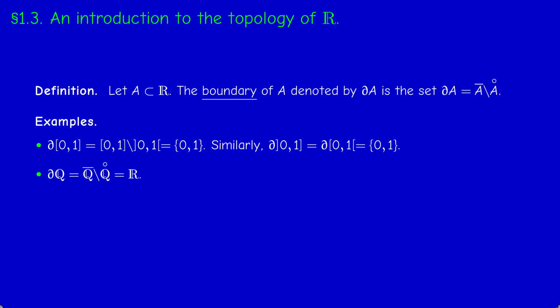Now, a less trivial example is the boundary of Q. What is the boundary of Q? If I go back to the definition, I get Q bar without Q circle. Now, we proved that Q bar is R, and we proved in an earlier video that the interior of Q is empty. So it's just R without the empty set, which is R. So the boundary of Q is the whole line. And for the same reason, the boundary of the irrationals is also R.